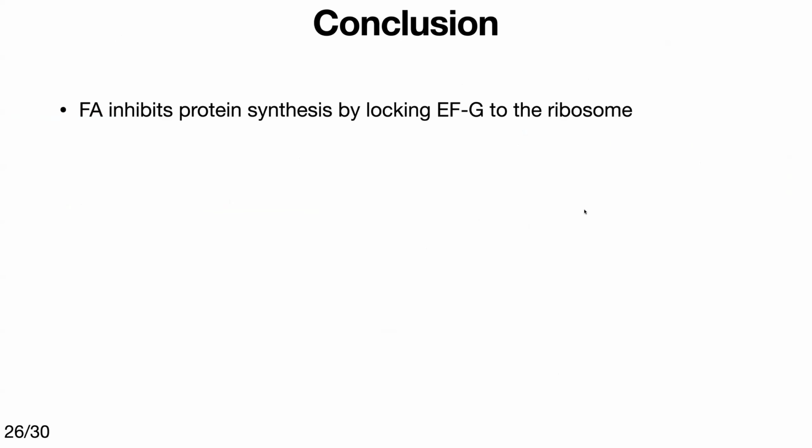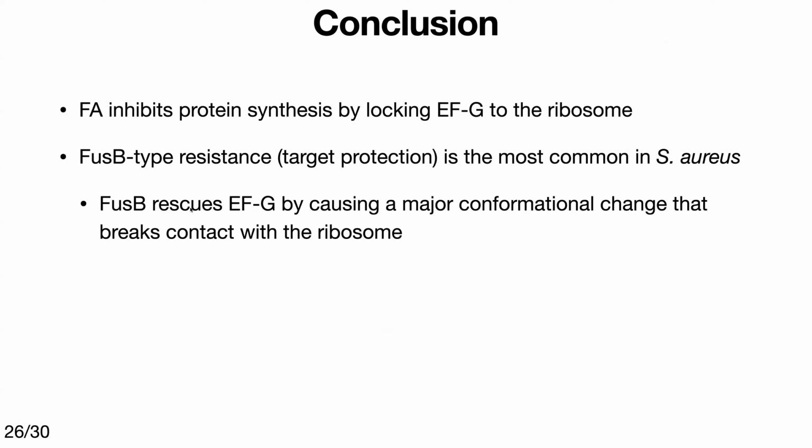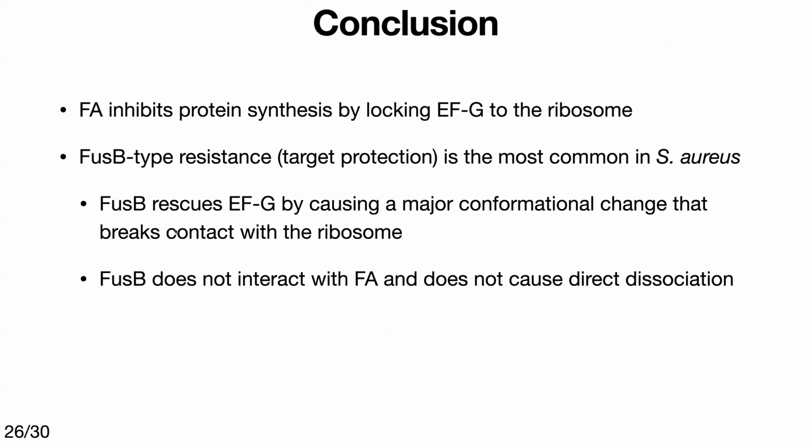So to conclude, just to remind you, fusidic acid inhibits protein synthesis, or translation, by locking elongation factor G to the ribosome. FusB type resistance, which is a mechanism of target protection, is the most common in Staph aureus. And the way it works is that FusB causes a major conformational change of EFG that breaks its contact with the ribosome. It kind of pries it off the ribosome, and it releases it that way.